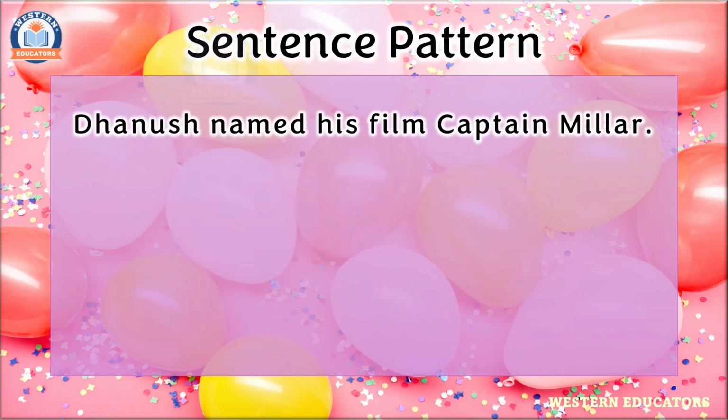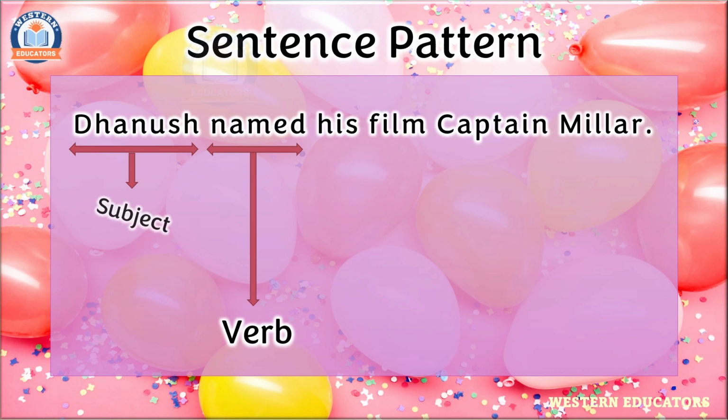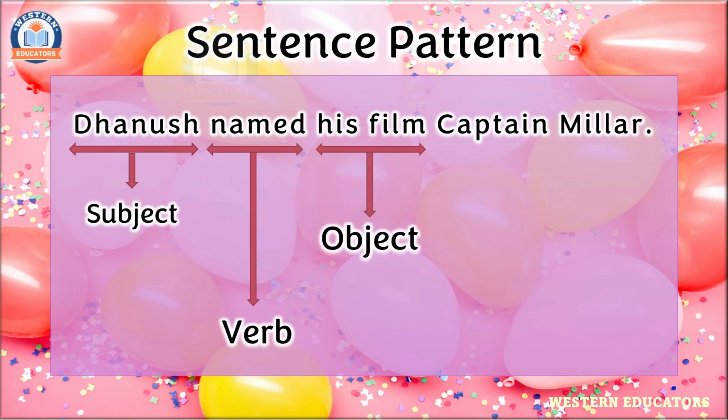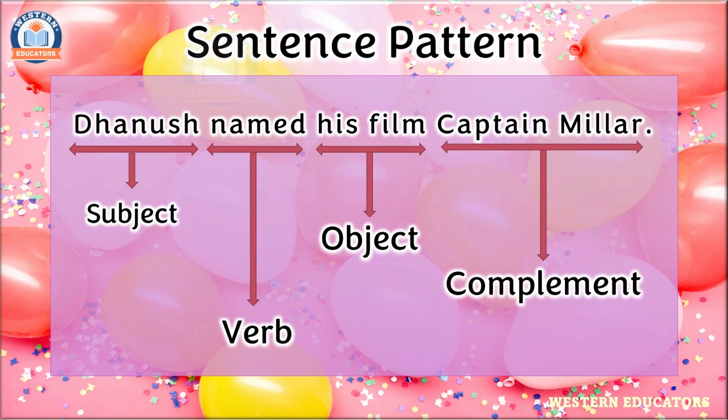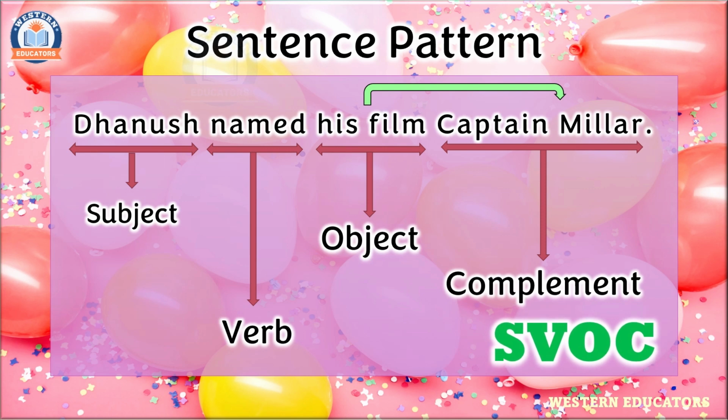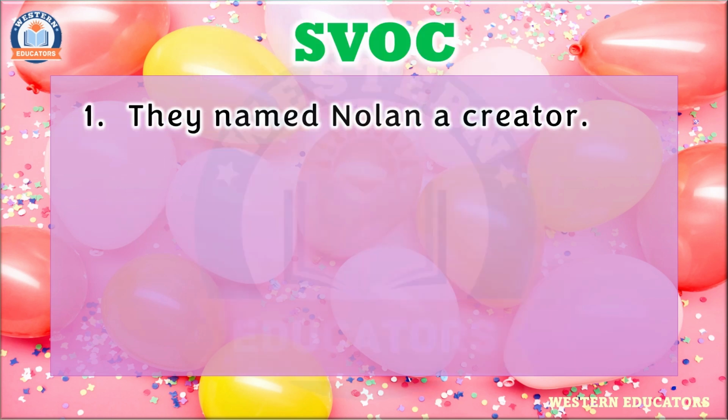Here there is another sentence. In this sentence we first are going to find out which is the verb of the sentence. So we can say named is the verb of the sentence, and who named? Dhanush. So Dhanush has become the subject of the sentence. He named, that is Dhanush named what? His film. So that has become the object of the sentence, and it is Captain Miller. Which is Captain Miller? What was named Captain Miller? His film. So it has become the complement of object. That Captain Miller talks something about his film object, so that is called object complement. So this pattern is SVOC.